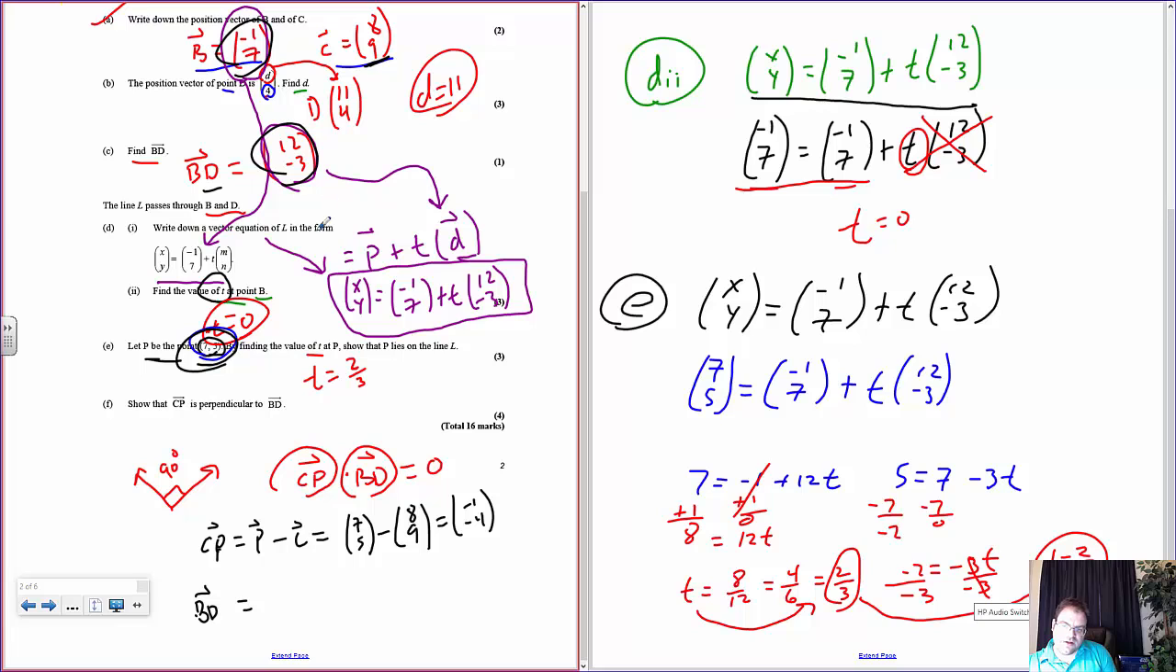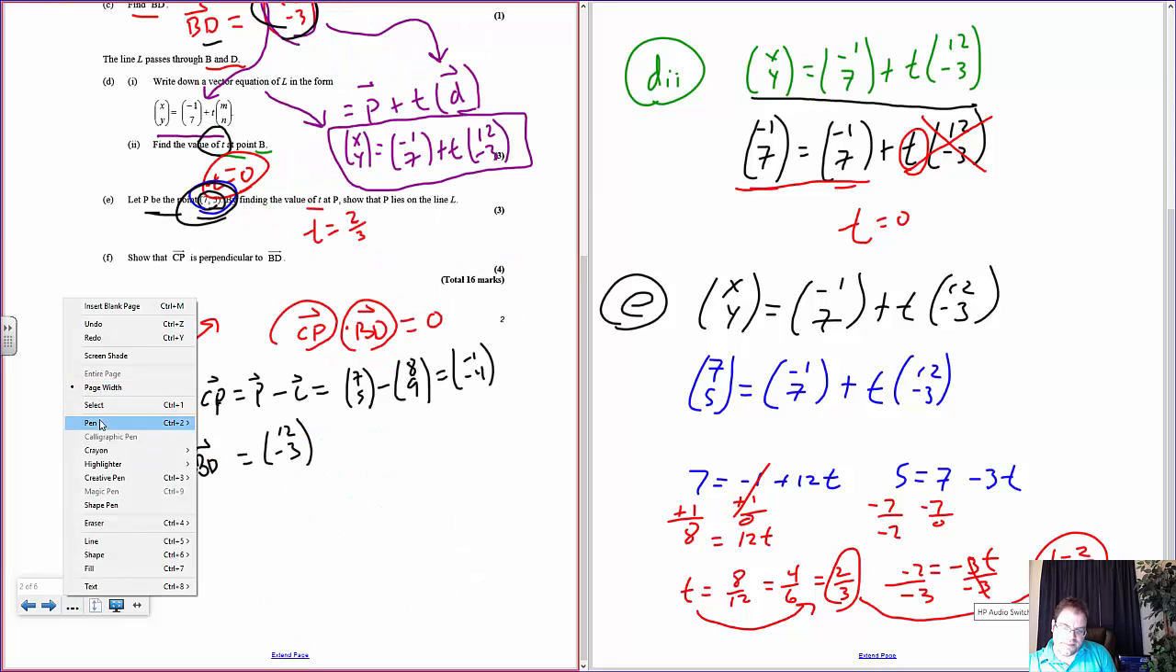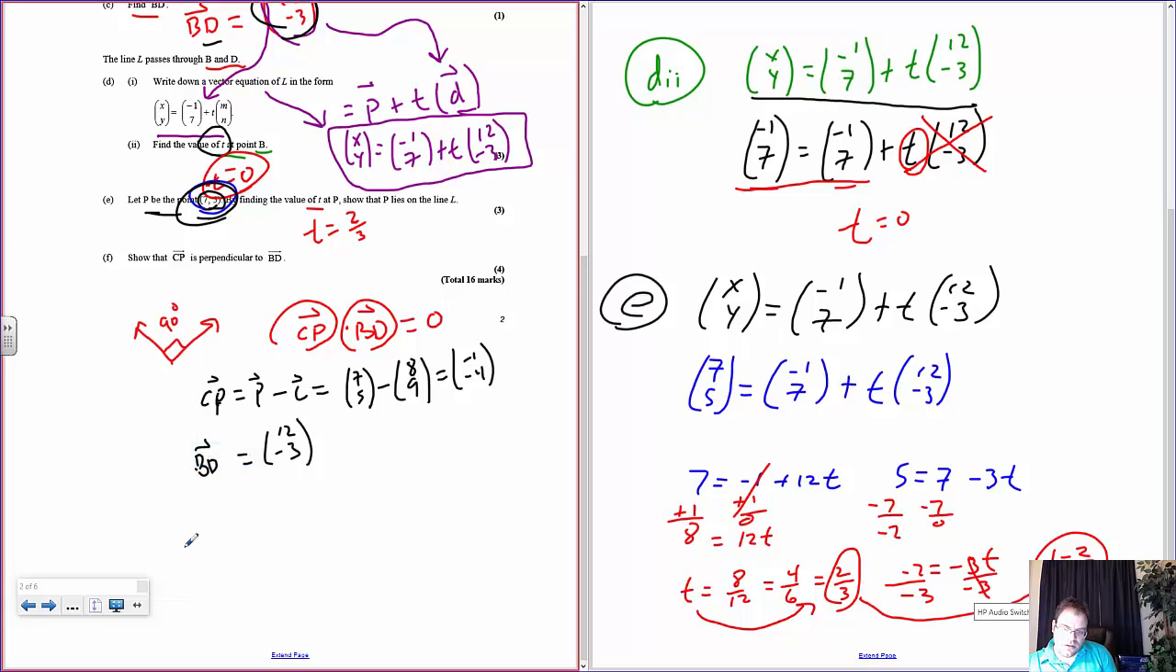BD we already know, we found it. It's actually right here. It's 12 and -3. We're recycling answers. So now let's find the dot product of these two vectors. All right. So the dot product of CP and BD is in fact equal to the x times the x, which is -1 times 12, plus the y times the y, which is -4 times -3. -1 times 12 is -12, and -4 times -3 is 12. If I add -12 to 12, I will get 0. So I've proven this dot product is equal to 0.